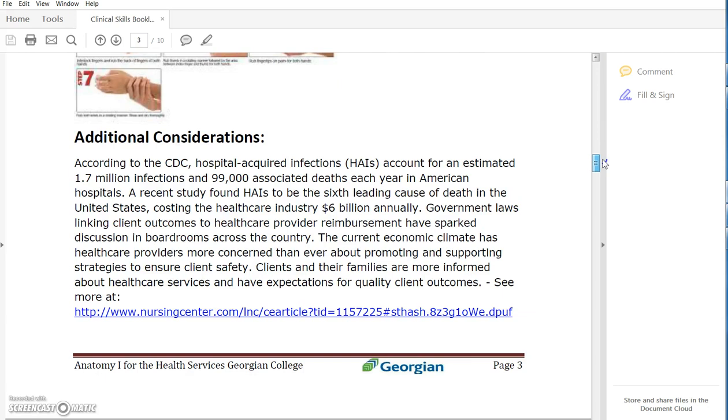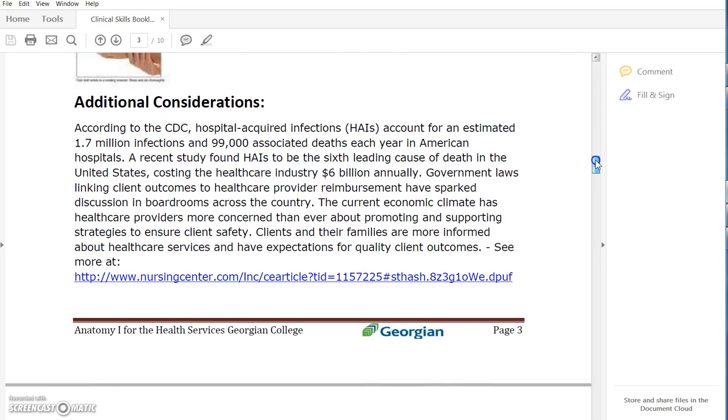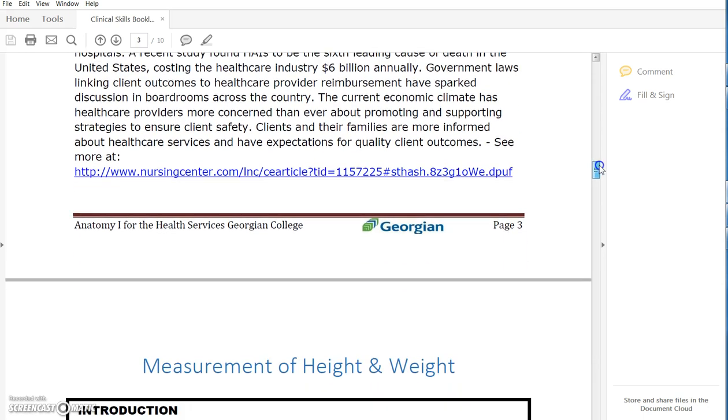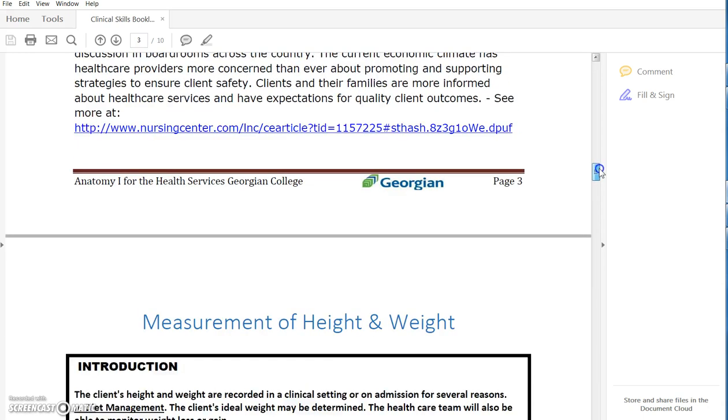According to the Centers for Disease Control, hospital-acquired infections, or HAIs, account for an estimated 1.7 million infections associated with 99,000 deaths in U.S. hospitals each year. So it's astounding that most of these, not all of them, could have been prevented with proper aseptic technique.